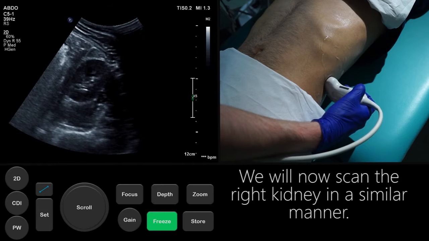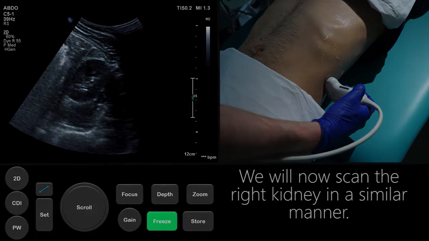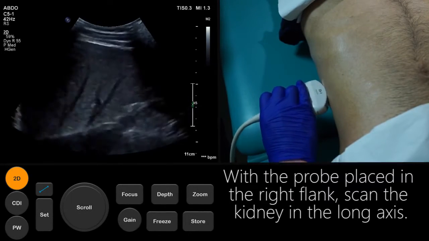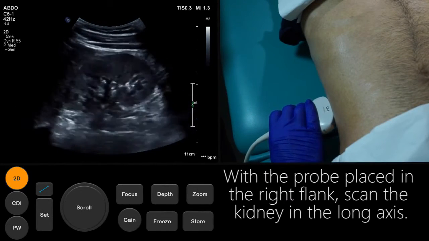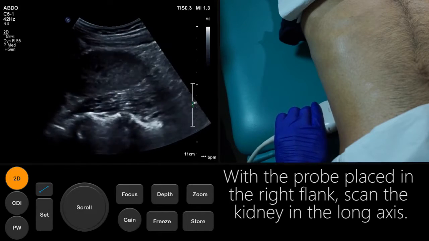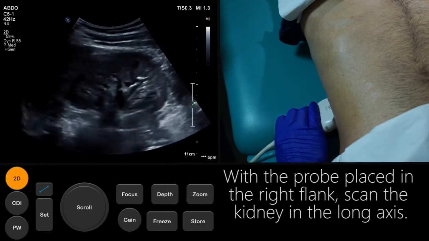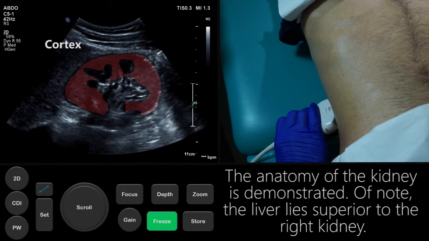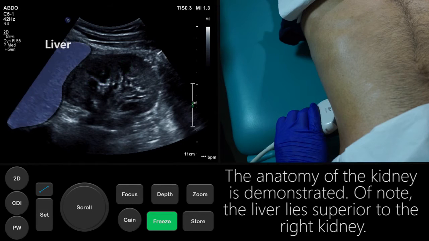We will now scan the right kidney in a similar manner. With the probe placed in the right flank, scan the kidney in the long axis. The anatomy of the kidney is demonstrated. Of note, the liver lies superior to the right kidney.